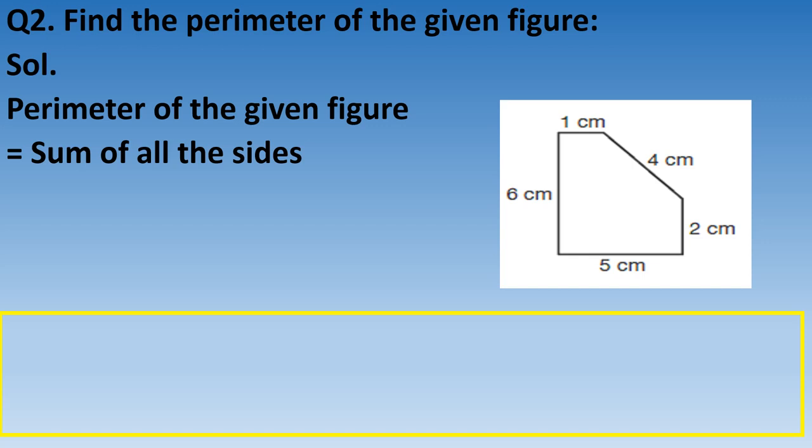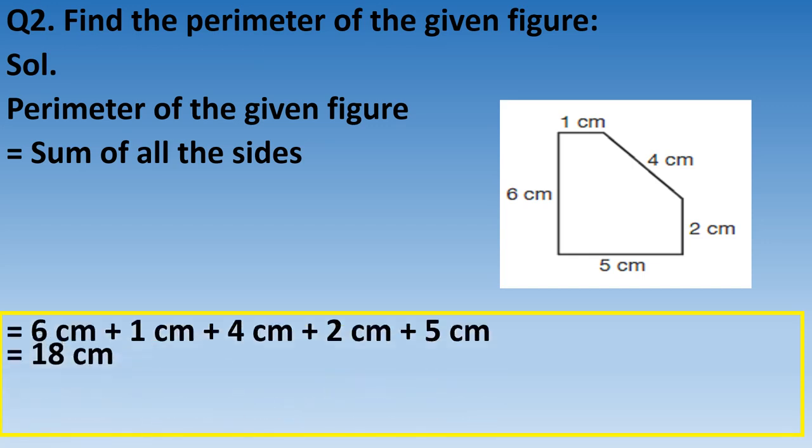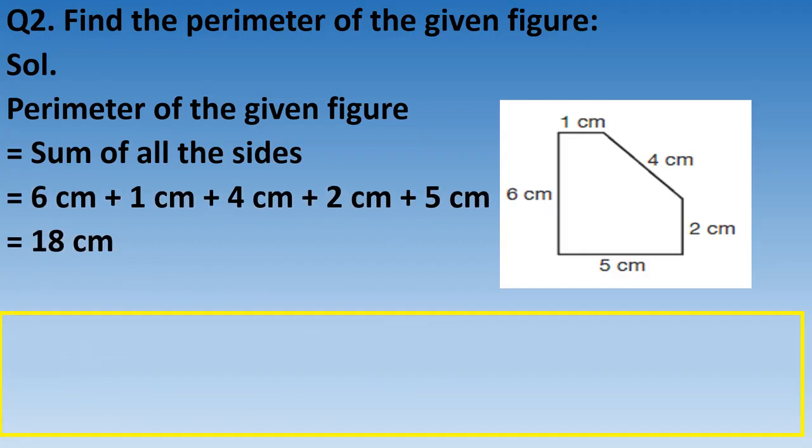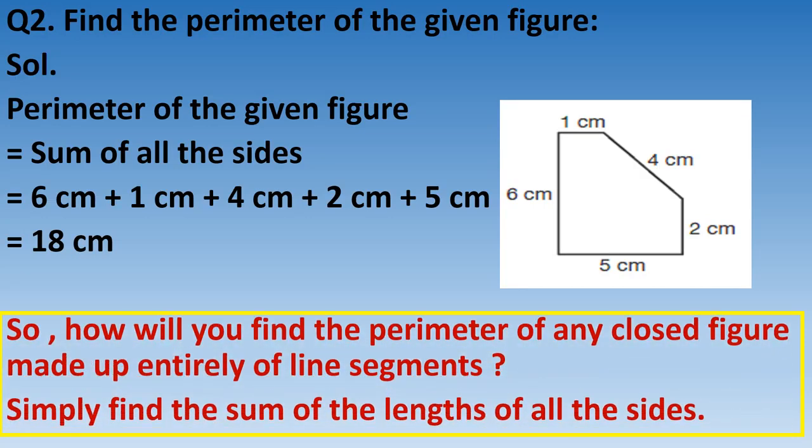which is 6 centimeter plus 5 centimeter plus 2 centimeter plus 4 centimeter plus 1 centimeter equal to 18 centimeter. So perimeter of the given figure is 18 centimeter. So how will you find out the perimeter of any closed figure made up of entirely of line segments? Simply find the sum of the length of all the sides. Fine?